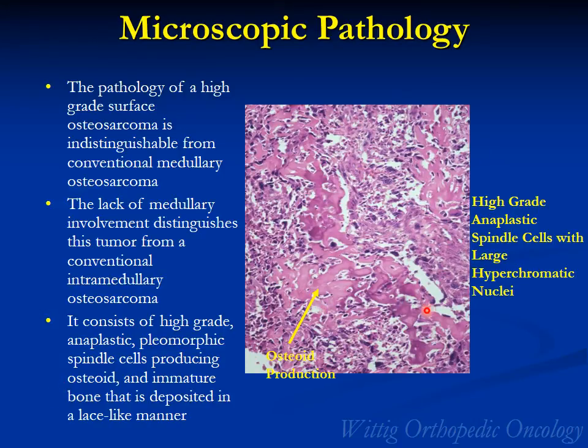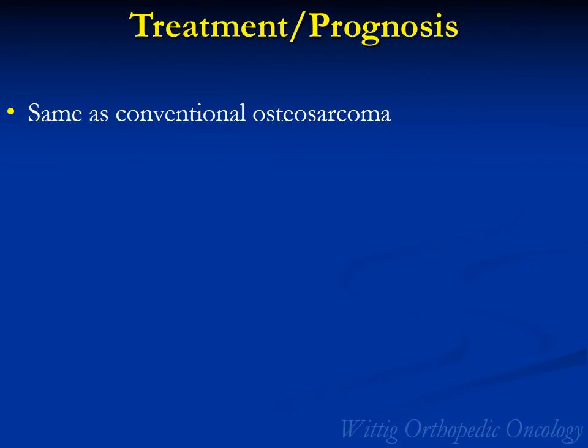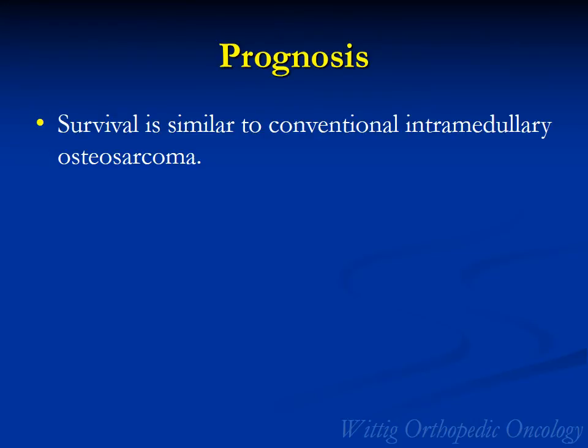And you can see here the bizarre-appearing hyperchromatic pleomorphic cells producing osteoid, all this interlacing lace-like osteoid being laid down. There's no osteoblastic rimming, and it's not being laid down like trabeculae. The treatment is the same as that of a conventional osteosarcoma, including preoperative chemo, surgery, postoperative chemo. The chemotherapy is the exact same regimen, and the survival is similar to a conventional osteosarcoma.